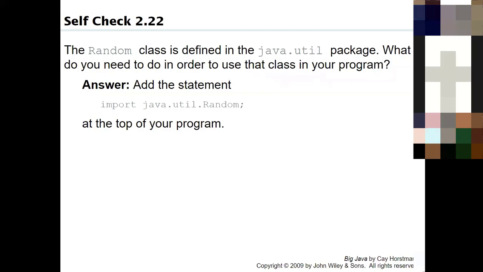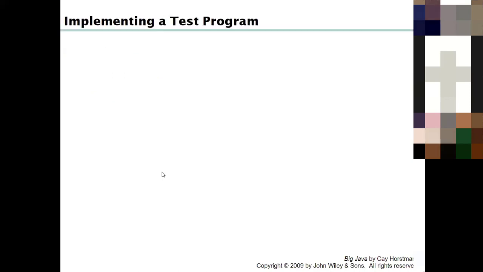Okay, so the Random class is defined in the java.util package. You create random numbers. We're doing that in Java 2 right now. It's creating random numbers, or we will on Monday. What do you need to do in order to use that class in your program? Well, import java.util.Random, right? Put that at the top of your program.